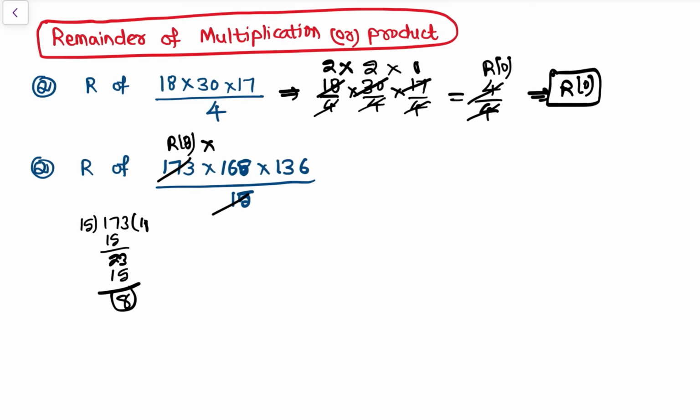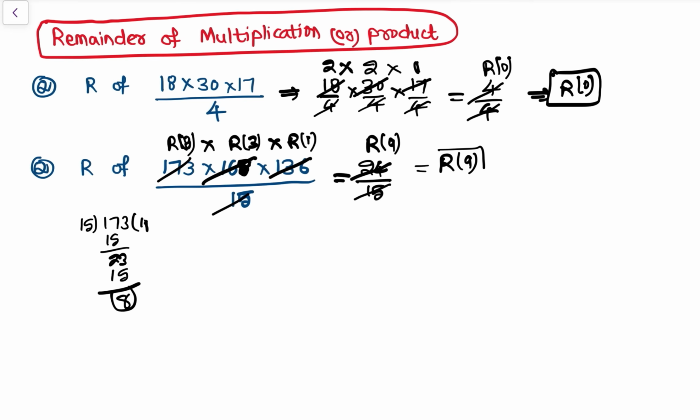So into say 168, right? 15 11s are 165, so remainder would be 3. And 135, 15 9s are 135, so overall remainder is 1. So now 8 into 3 is 24, 24 upon 15, 24 remainder cannot be, so 15 1s are 15, so remainder is 9. So overall remainder is 9 for this.